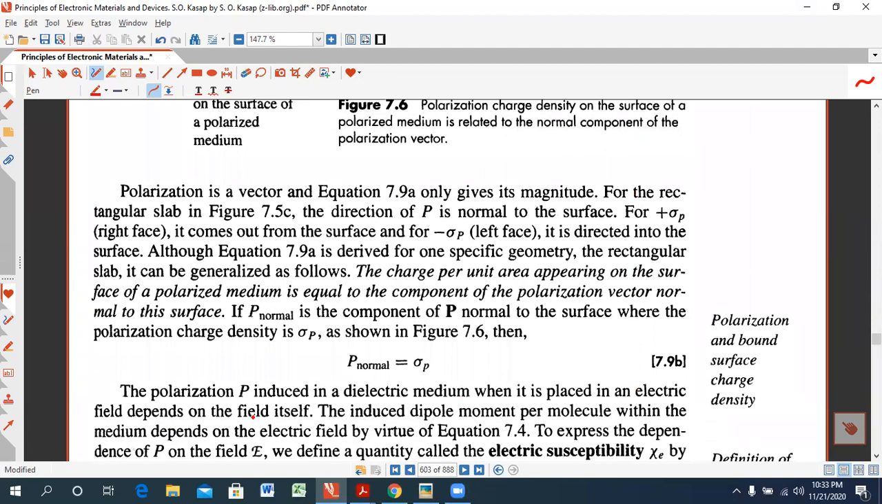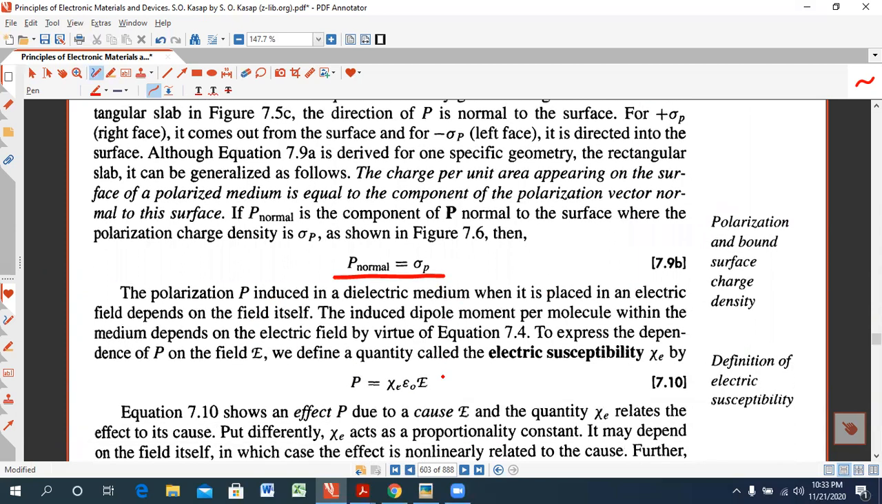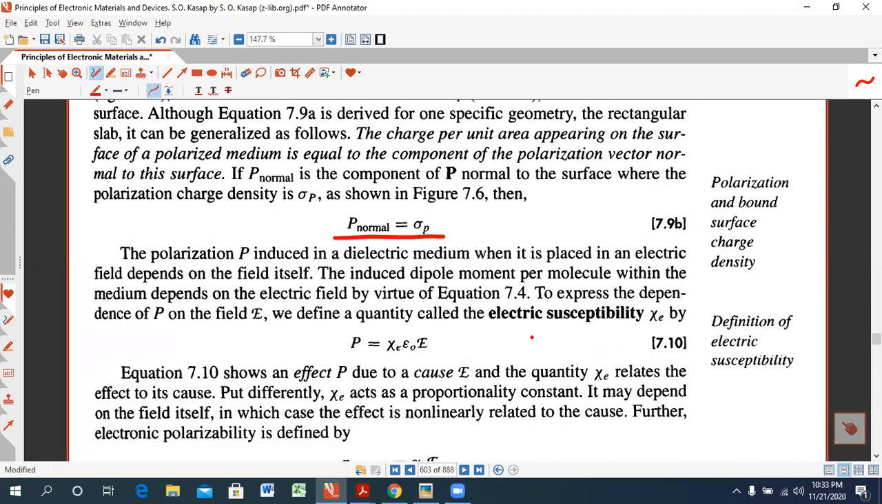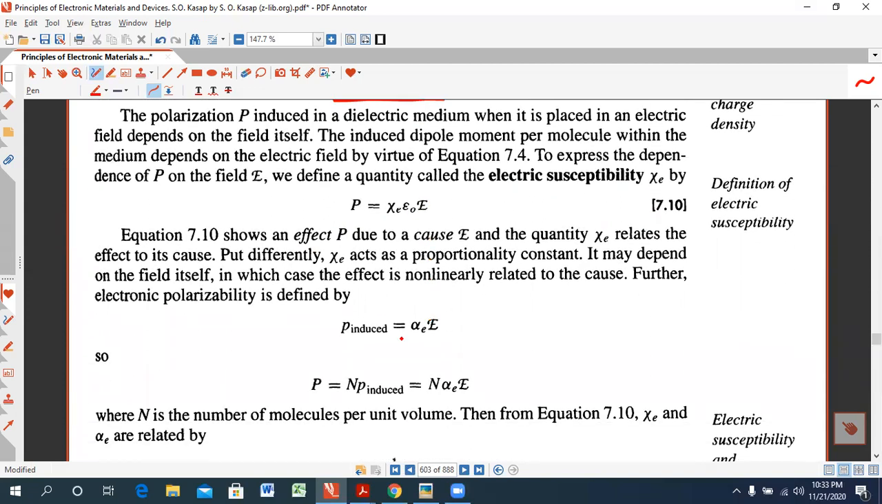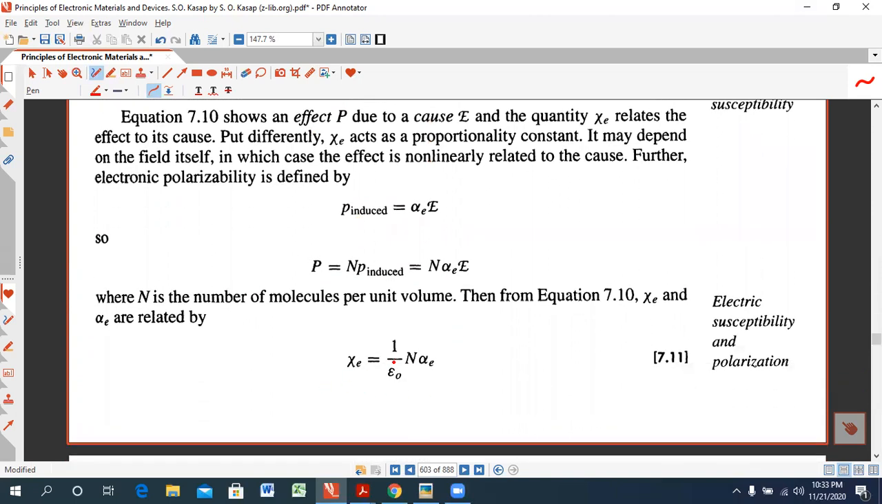Now P normal, we have derived this, should be equal to sigma P for a bound charge density. Now the electric susceptibility is Xe, sometimes known as psi e. So P equals Xe epsilon naught E. Okay. So P induced equals alpha E. P equals N times P induced equals N alpha E. So Xe should equal 1 by epsilon naught, N alpha.